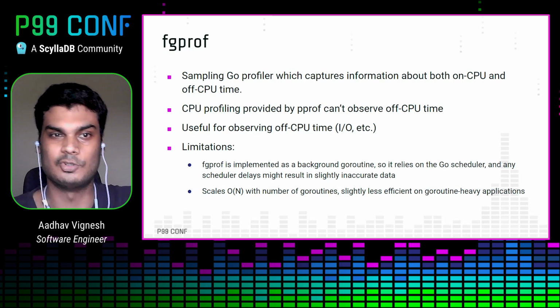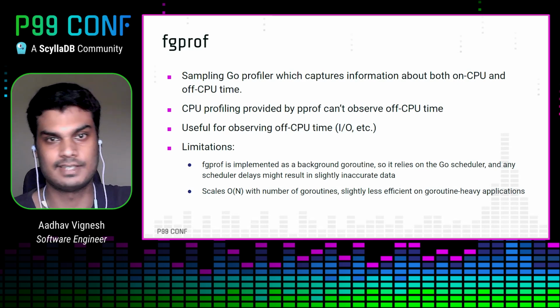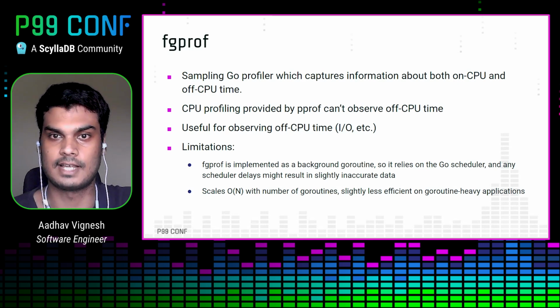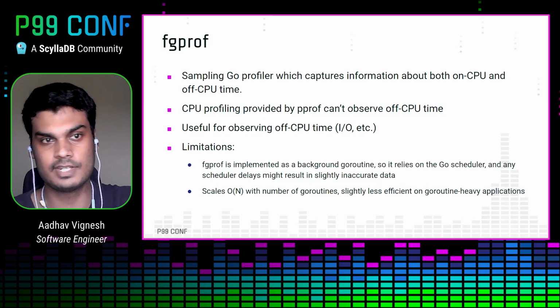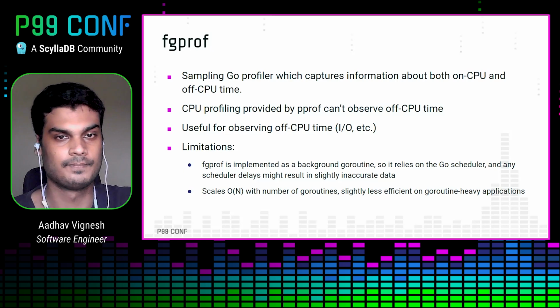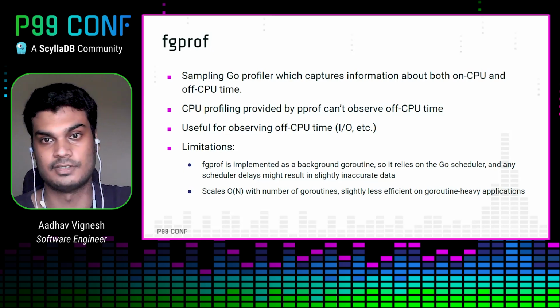FGProf is another tool which I wanted to highlight here. It's a sampling Go profiler that can capture both on and off CPU times, which is very useful as the normal profiling tooling provided by Go cannot capture this information.